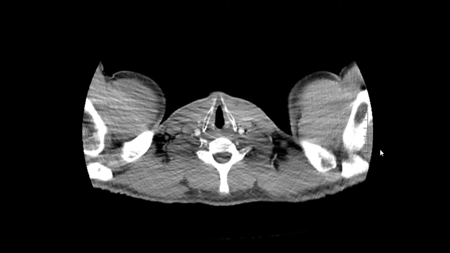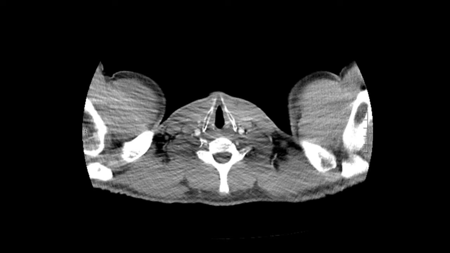Hi everybody, in this video we're going to cover a normal CT exam of the thorax. Just before we start, a little note in radiology. Our right is the patient's left and our left is the patient's right. You can see here, this is the right side, this is the left side, this is anterior or towards the front, and this is posterior or towards the back.